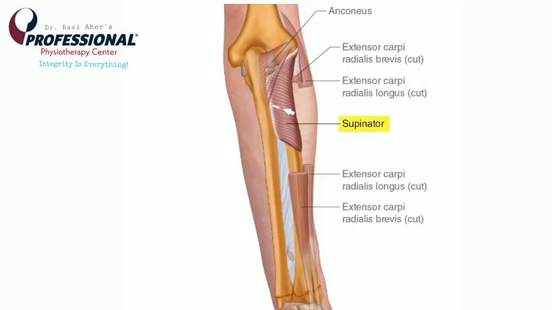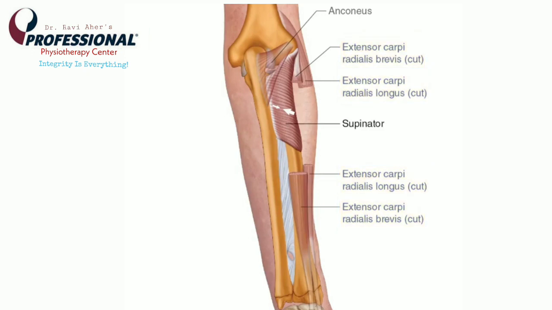And we are looking at the supinator muscle. For context, the anconeus muscle has been added into this figure, and it has been ghosted in with less density so that we can see through it. And also the extensor carpi radialis brevis and extensor carpi radialis longus muscles have been added into this figure, also ghosted in with less intensity.